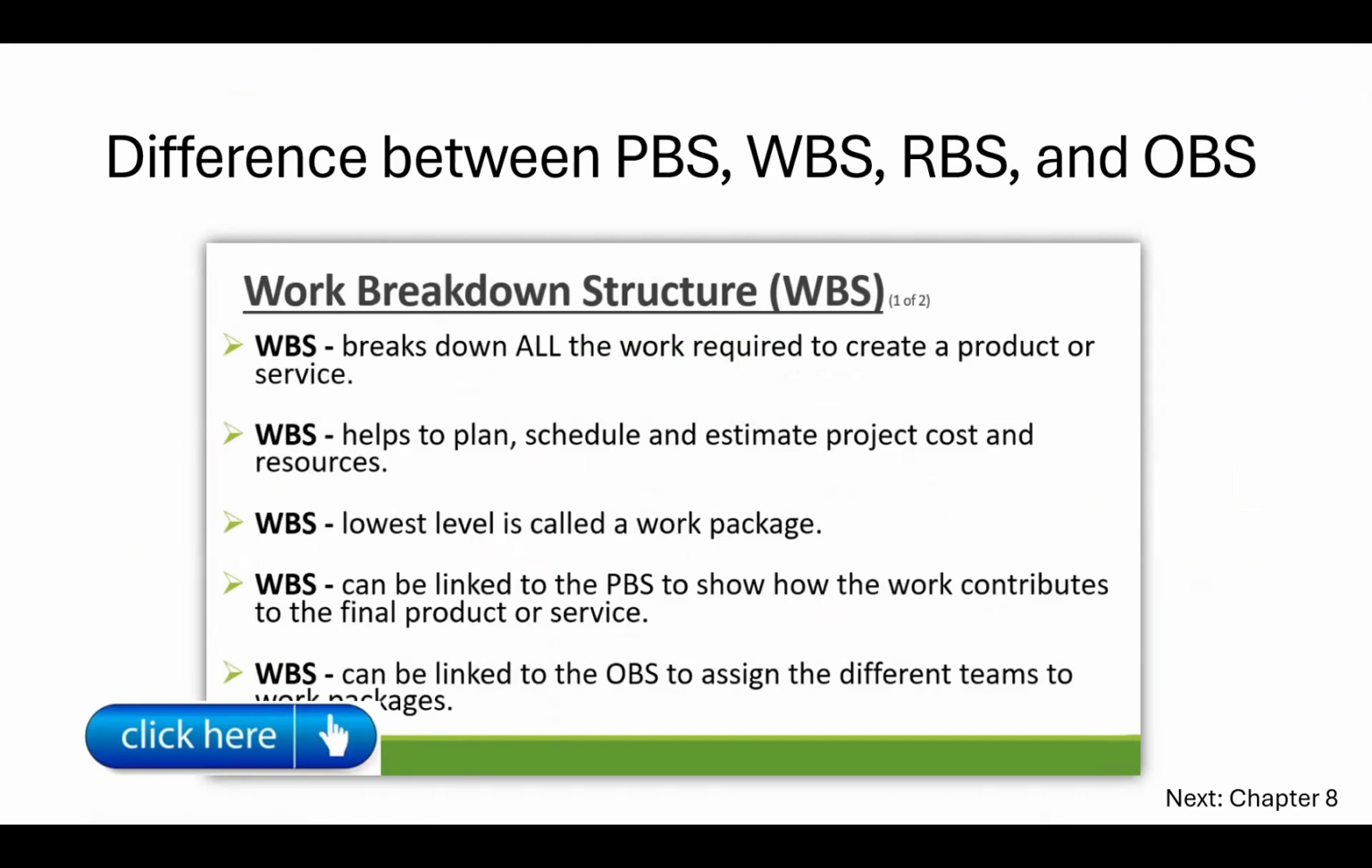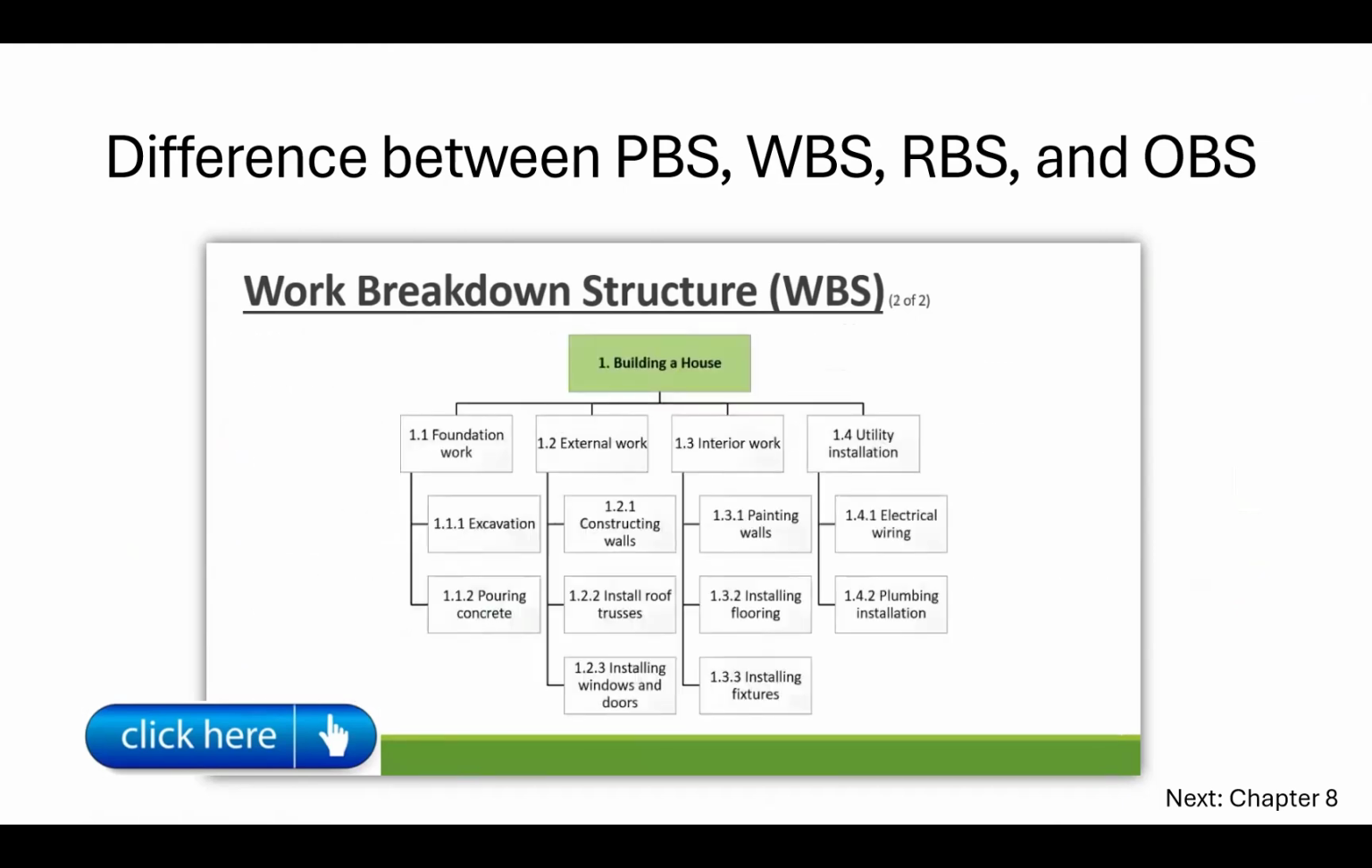So the work breakdown structure breaks down all the work required to create a product or service. It helps us to plan, schedule, and estimate the project cost and resources for our project. And important, the lowest level of the work breakdown structure is called a work package. And the work breakdown structure can be linked to the product breakdown structure to show how the work contributes to the final product or service. And it can also be linked to the organizational breakdown structure to assign the different teams to the work packages. Now let's have a look at an example again on building a house.